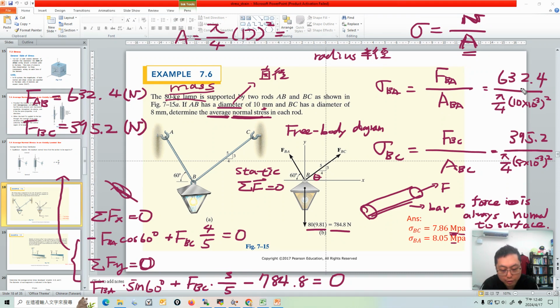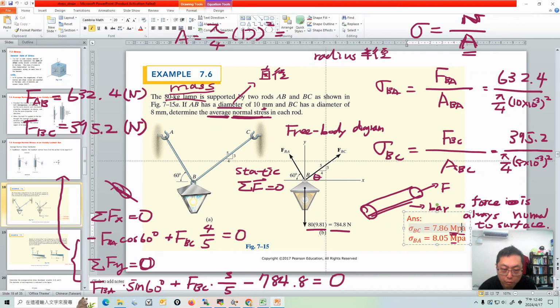So this is a very simple example to let you know how to use the definition of stress. This should be megapascal, so I should modify this and update this line.